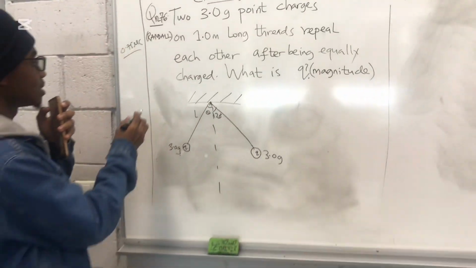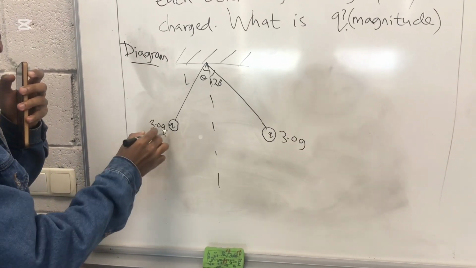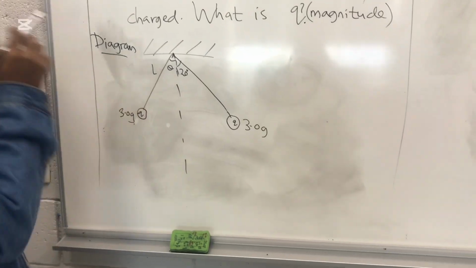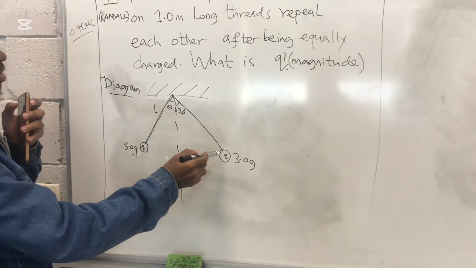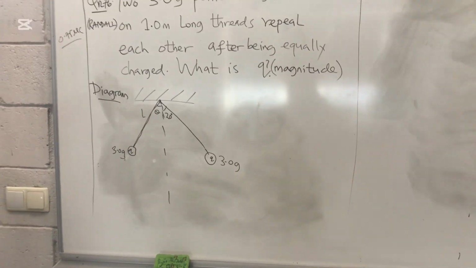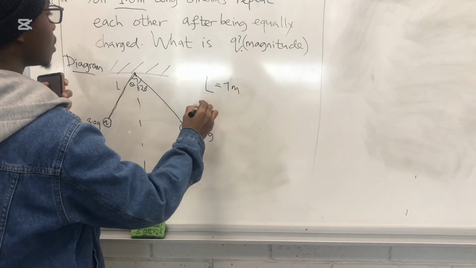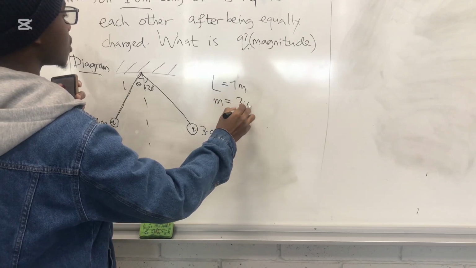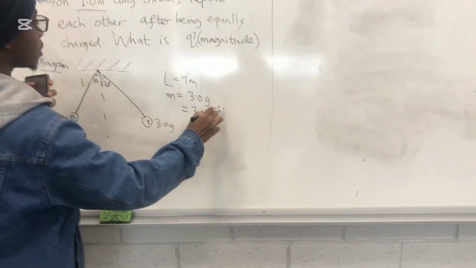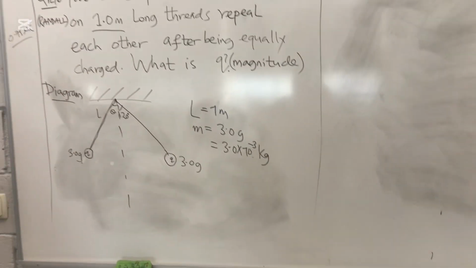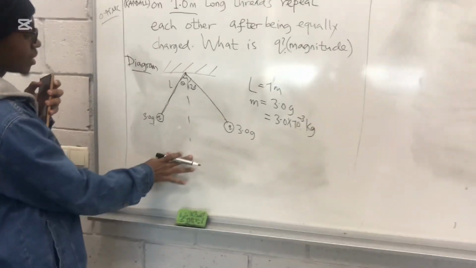You can see this is the diagram. As you can see from the diagram, you are being given 2 point charges and their magnitude is Q, and they are placed on a thread like this. This is the thread for the first charge and this is the thread for the second charge, and the thread is equal to 1 meter long, so L is 1 meter, and the mass of each charge is 3.0 gram, which is equal to 3.0 times 10 power negative 3 kilogram. After being charged to a charge Q, they are repelling one another. So the question wants us to find the value of charge Q.